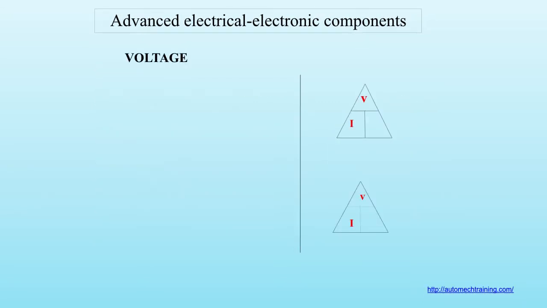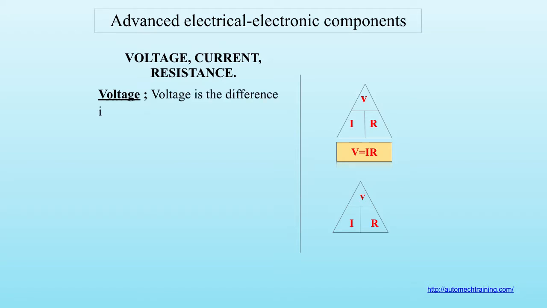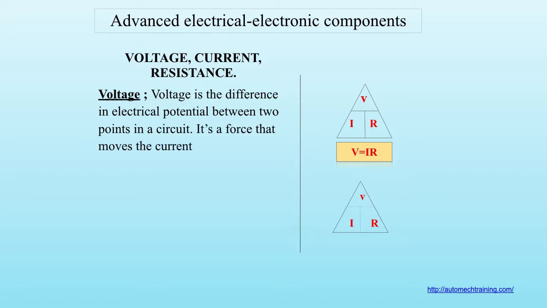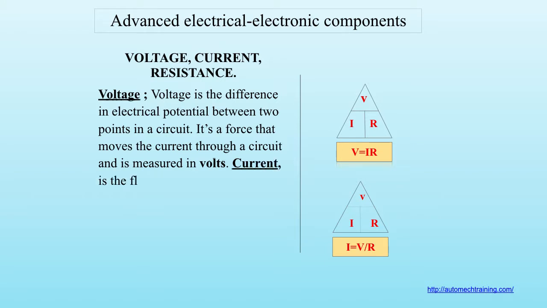Voltage, current, resistance. Voltage is the difference in electrical potential between 2 points in a circuit. It's a force that moves the current through a circuit and is measured in volts. Current is the flow of electrons along the conductor. Current is measured in amps.